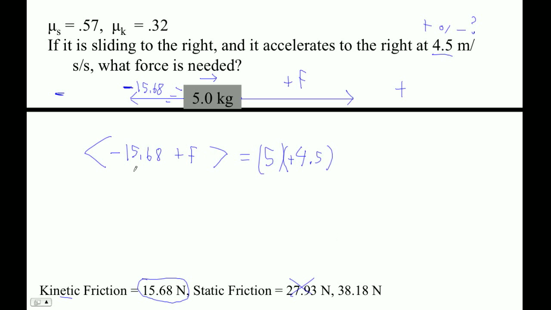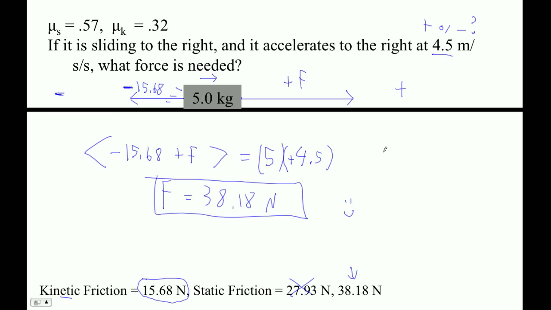Okay, so let's calculate that. 5 times 4.5 plus 15.68, 38.18. Ta-da! That's the answer I've got down there too. So that's all good and happy.